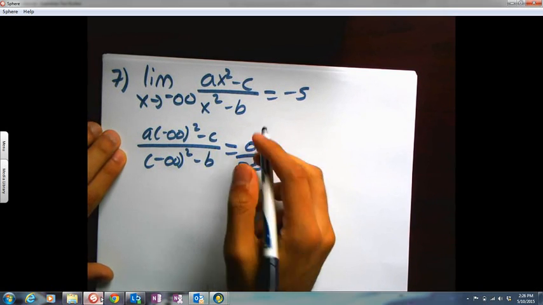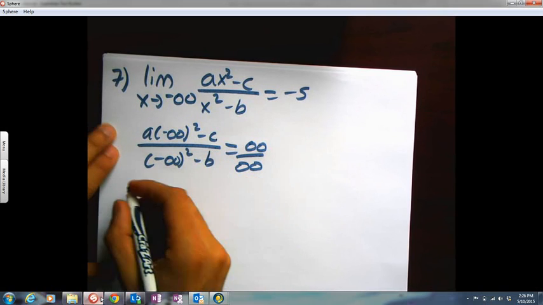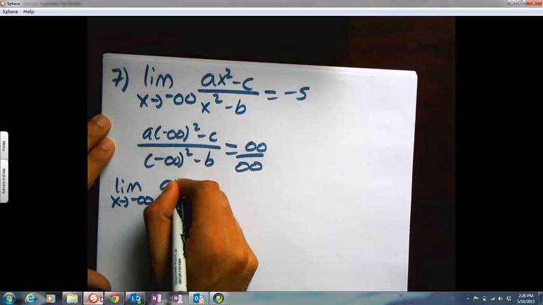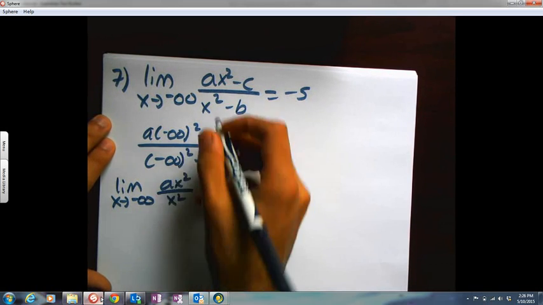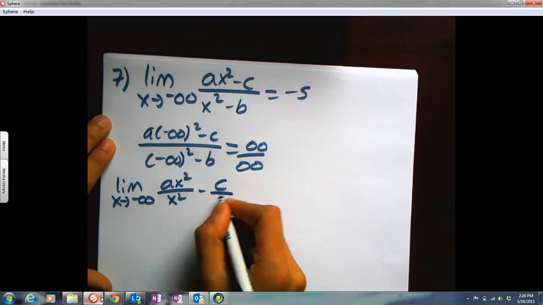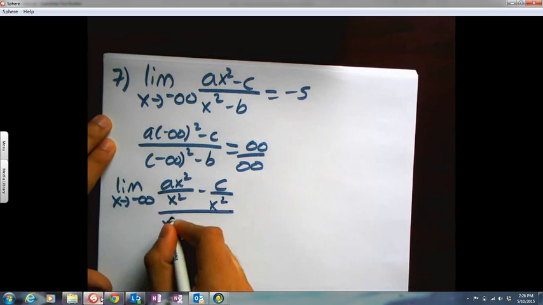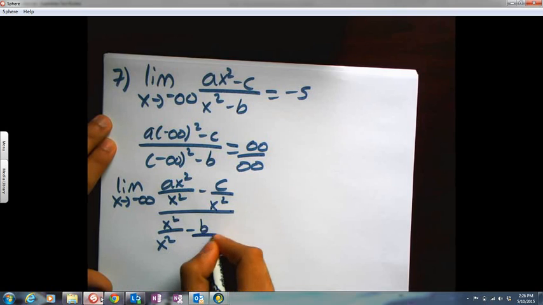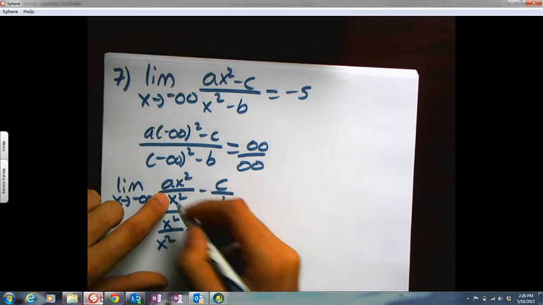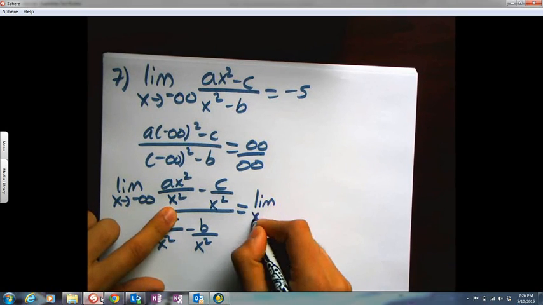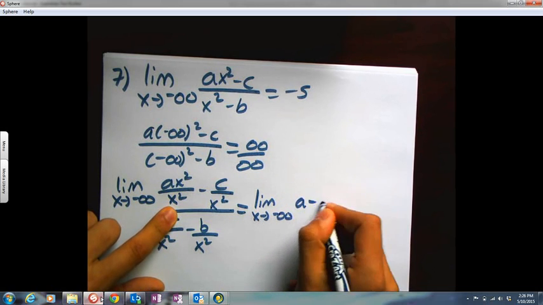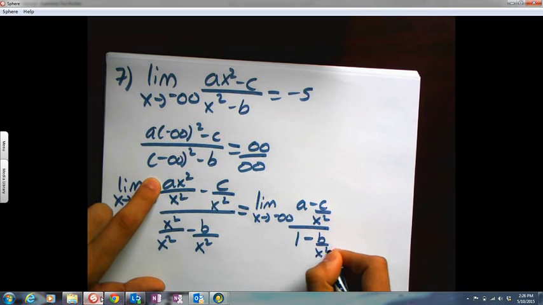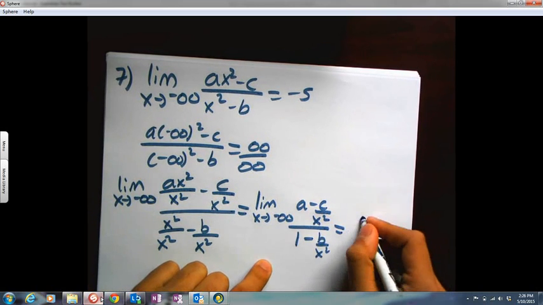So you have limit as x goes to negative infinity of ax squared over x squared, biggest exponent, minus c over x squared. Again, you're dividing everything by the biggest exponent, and we do this when we have infinity over infinity. This cancels out, so you get limit as x goes to negative infinity of a minus c over x squared over 1 minus b over x squared. Plug in infinity on both, and you're left with a minus 0 over 1 minus 0, which is a.